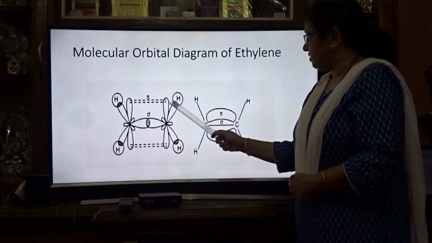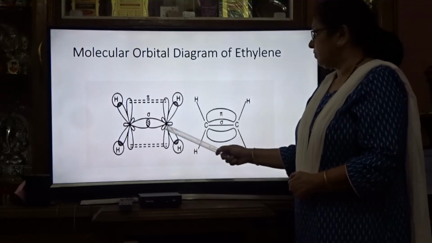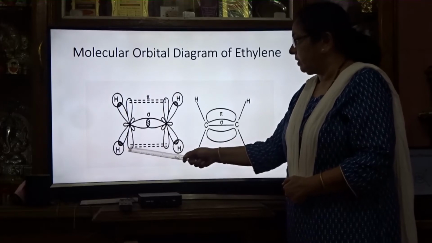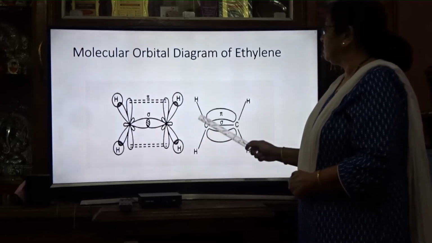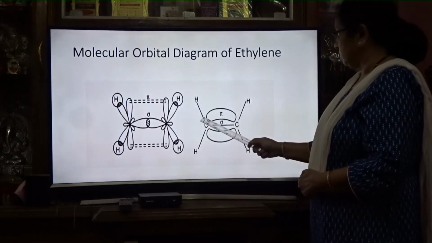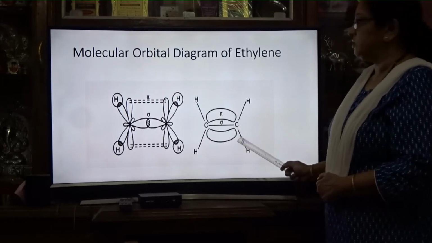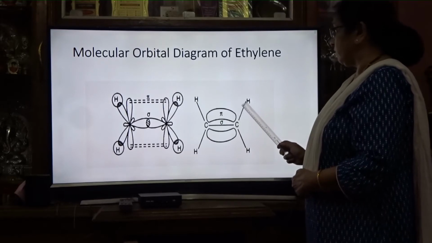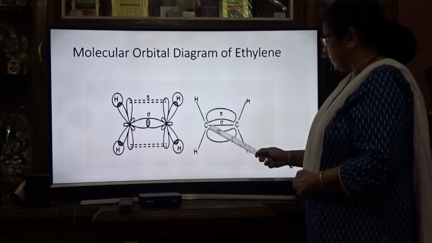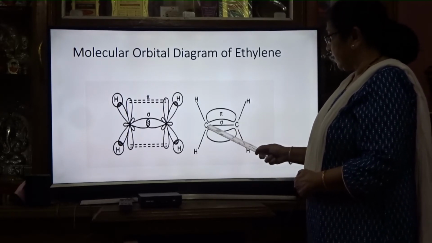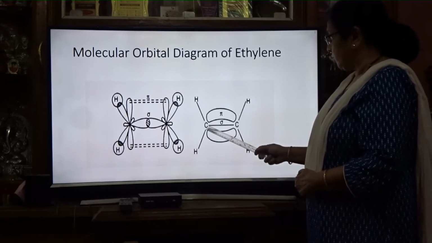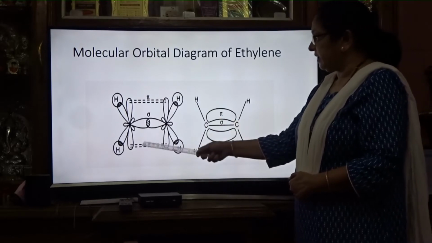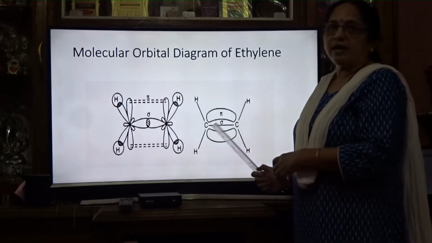So 4 sigma bonds are formed by sp2-s overlap, 1 sigma bond by sp2-sp2 overlap, and 1 pi bond by pz and pz atomic orbitals. These are all sigma bonds: 1, 2, 3, 4, 5 are sigma bonds. Out of that, 4 sigma bonds are formed by sp2-s overlap, and 1 sigma bond is formed by C-C sp2 overlap. This is the sigma bond, and the pi bond is formed by lateral overlap of 2pz atomic orbitals.